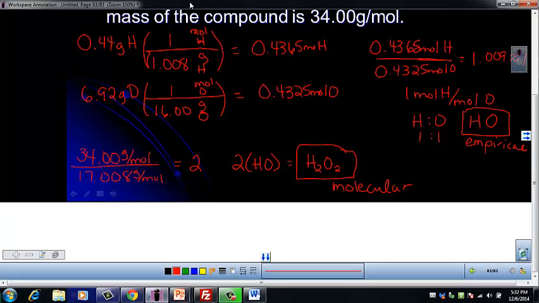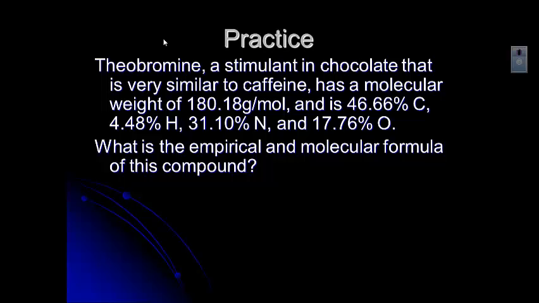All right, let's try another one. In this problem, we've got information about theobromine, which is a stimulant in chocolate, and it's kind of like caffeine, and it has a molecular weight of 180.18 grams per mole. So that is the molar mass of the molecular formula. And then it also gives me the percentages of the elements that are in the compound. So I'm going to have to calculate my empirical formula, and then once I've done that, I'm going to use it to calculate my molecular formula.